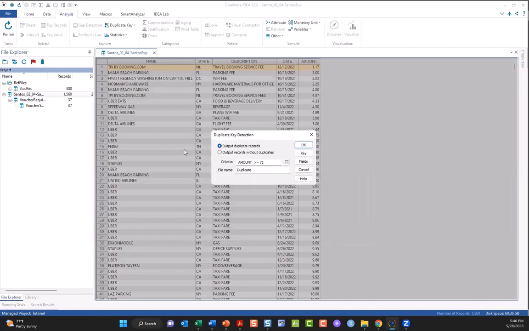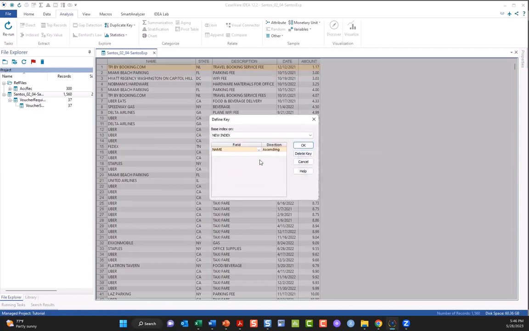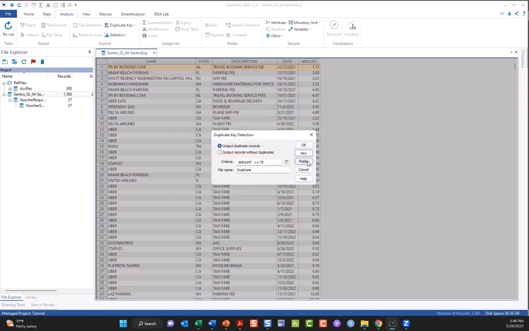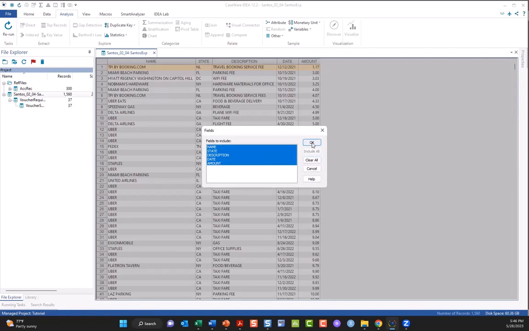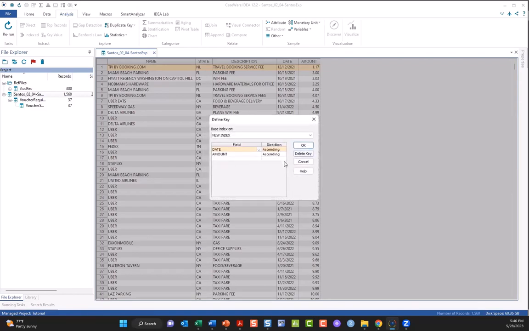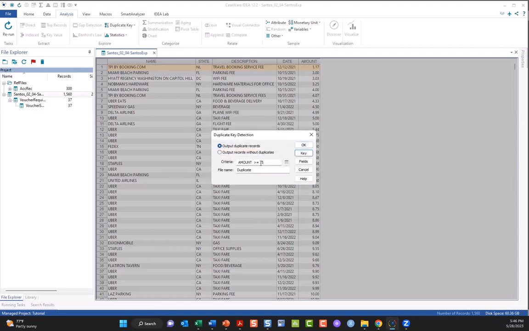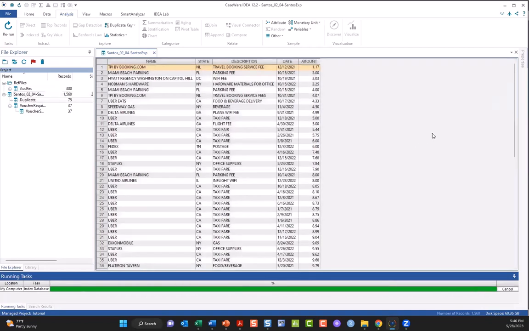I do here. And now we are going to do key. Here we go. We want same date, same amount. We'll do OK. And we'll take all the fields in the output. Okay. Again, same date, same amount, only for amounts greater than or equal to 75, and we'll do OK.